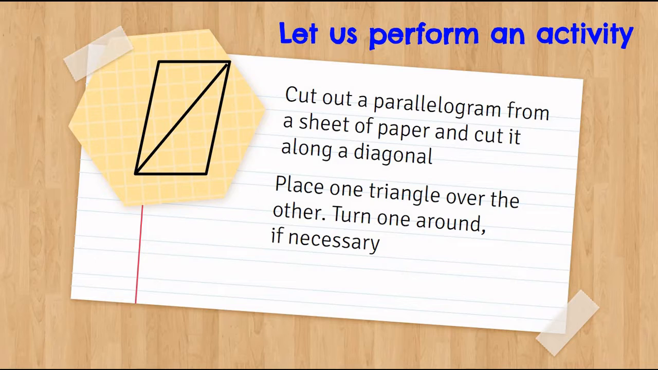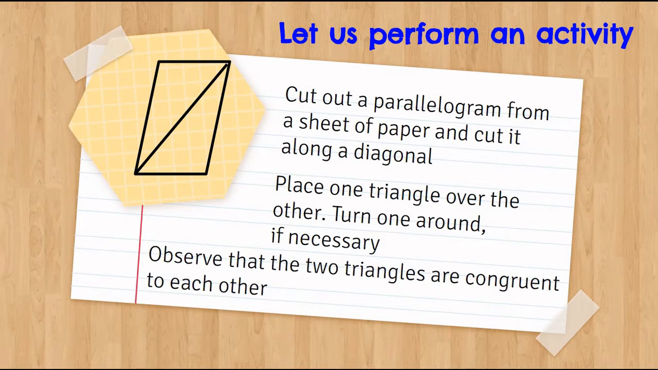The parallelogram will look something like this if we draw a diagonal. I can't show you how to fold it, so I'm just showing it in this way. We observe that the two triangles are congruent to each other. Repeat this activity with some more parallelograms. Each time you will observe that each diagonal divides the parallelogram into two congruent triangles. Let us now prove this result.